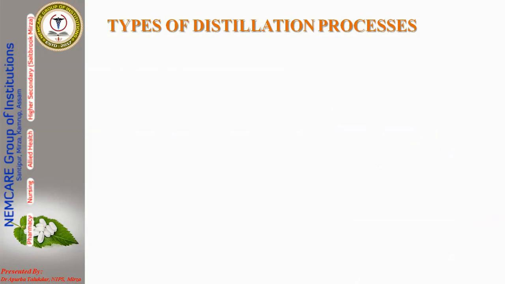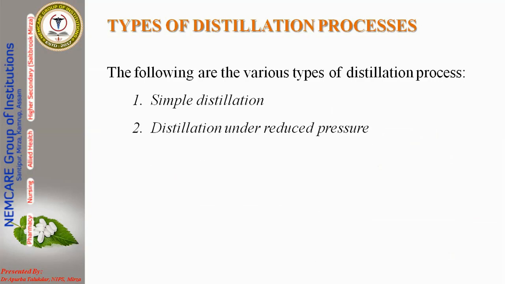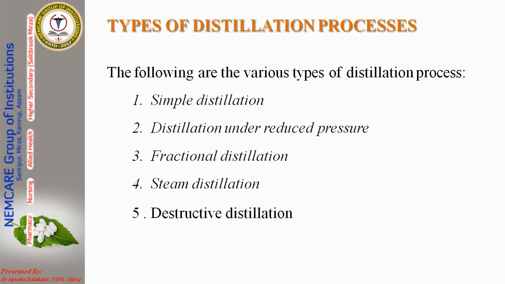Next, what are the various types of distillation processes? There are different types of distillation processes. First, the simple distillation. Second is the distillation under reduced pressure. Next is fractional distillation. Next is steam distillation. And lastly, the destructive distillation. As per the syllabus, we are going to discuss in detail these four different types of distillation: simple distillation, distillation under reduced pressure, fractional distillation, and steam distillation.